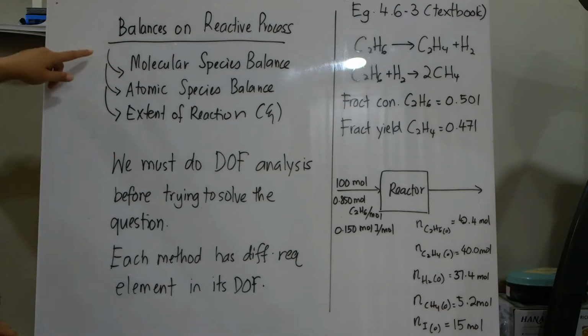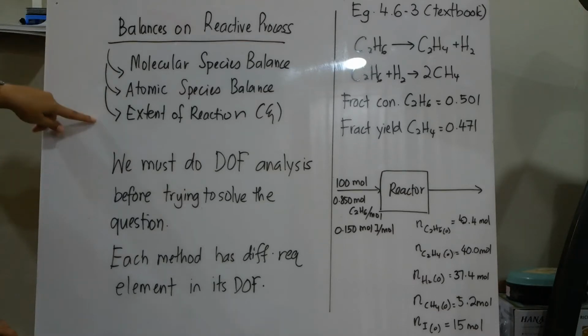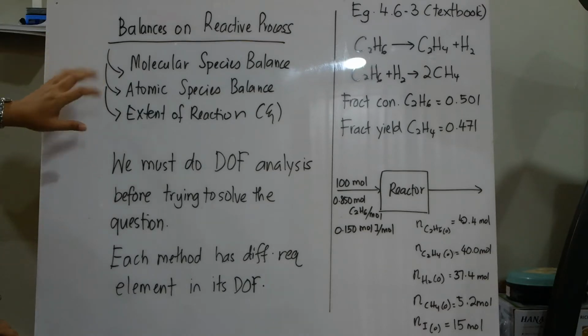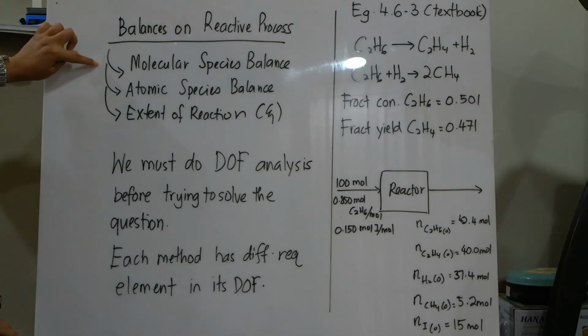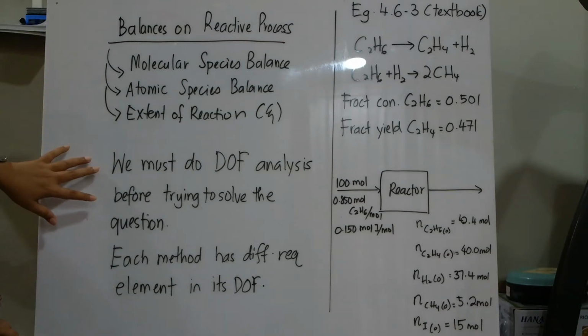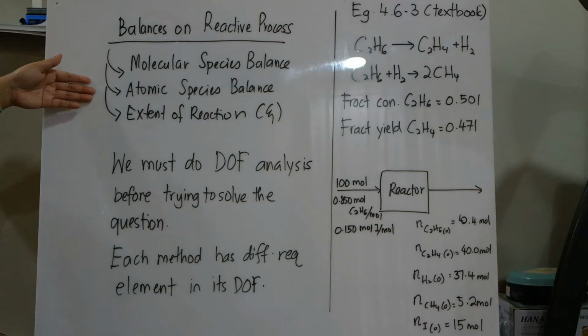However, degree of freedom analysis for molecular, atomic, and extent of reaction has different requirements. In order to do the degree of freedom analysis, we have to understand the requirement for molecular species, atomic species, and extent of reaction. So we'll look into degree of freedom after this. But before we go to degree of freedom, I would like to show you an example of how we use atomic species balance in solving problems.